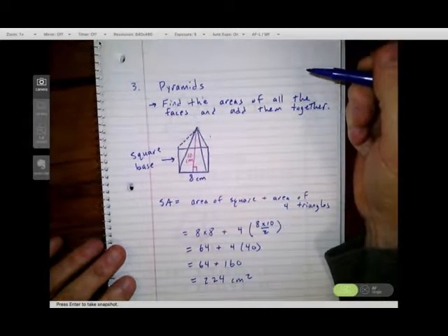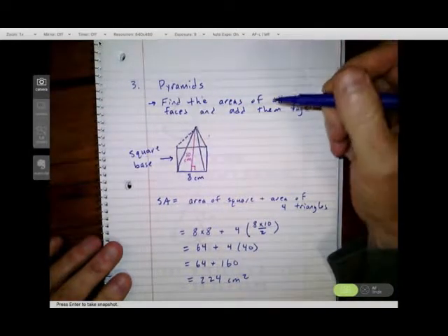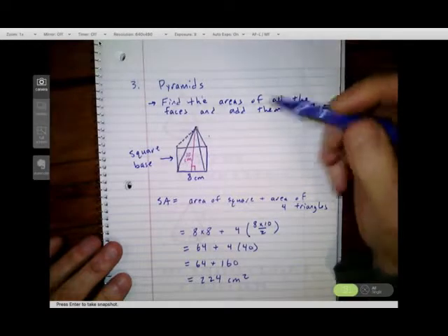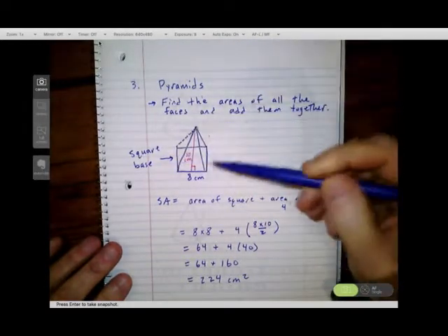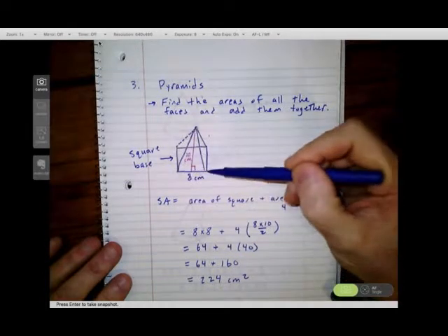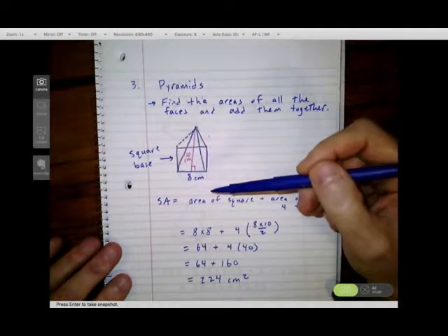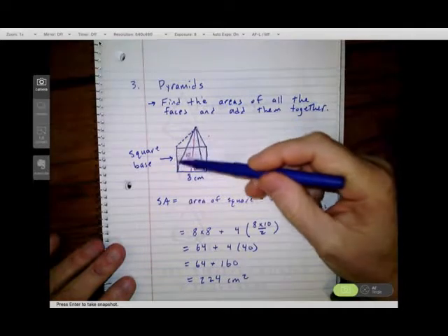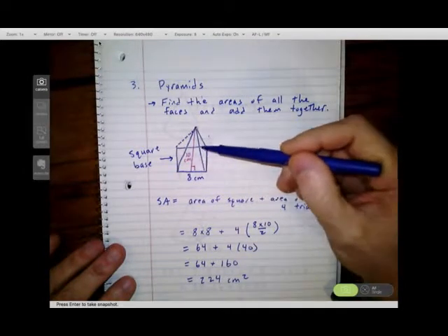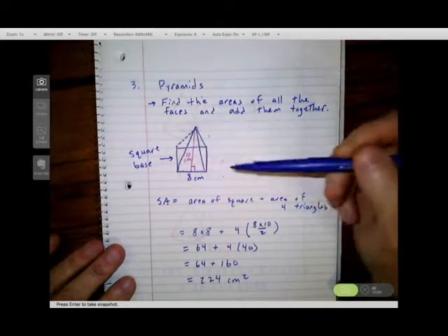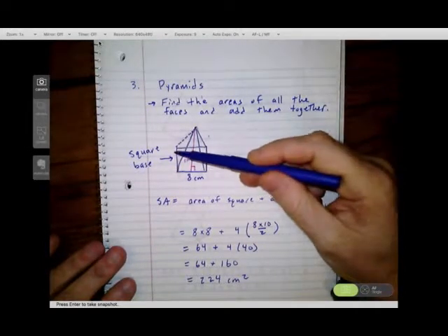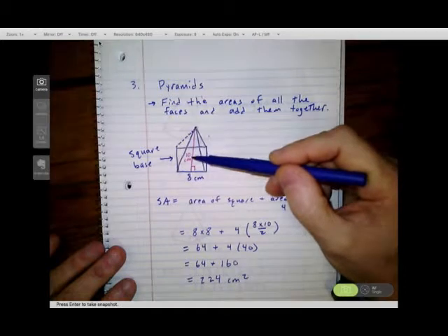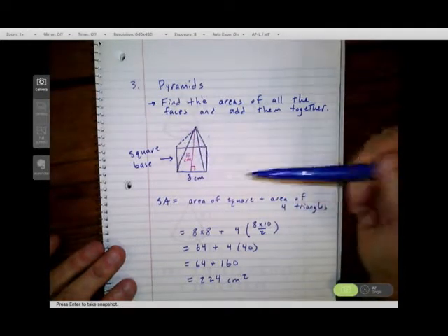Okay, again, pardon my sort of not so good artistic skills here, but all these pyramids are going to be fairly simple. The bases are all going to be either squares or triangles. So this pyramid has a square base and then 1, 2, 3, 4 triangles, including the one in the back that's hard to see. So we're going to find the area of the square base, and then we're going to find the area of those 4 triangles and add them up.